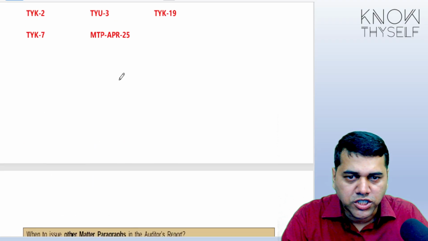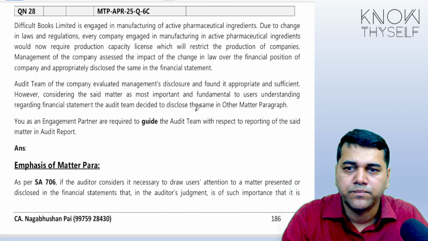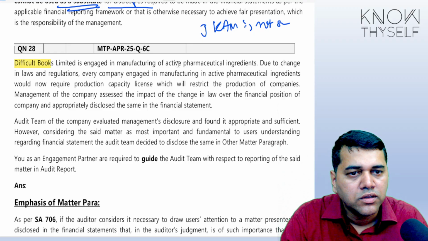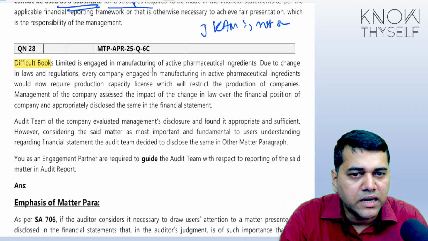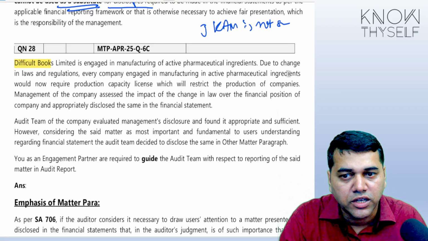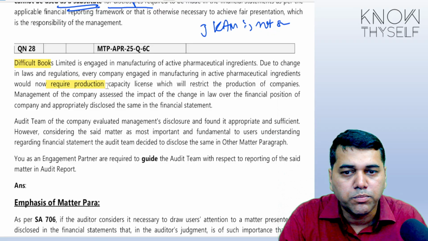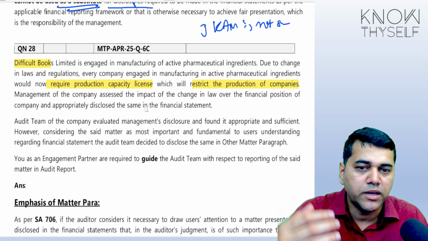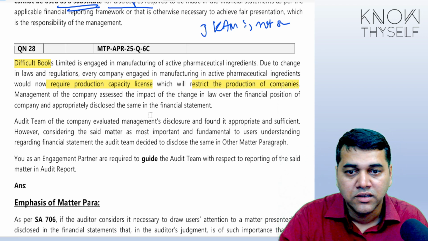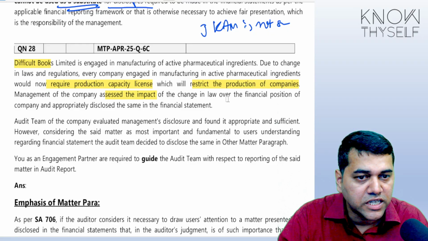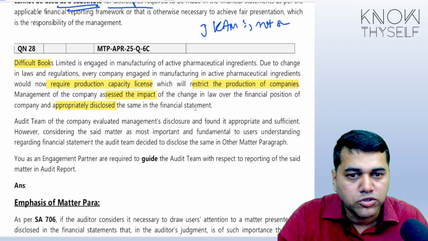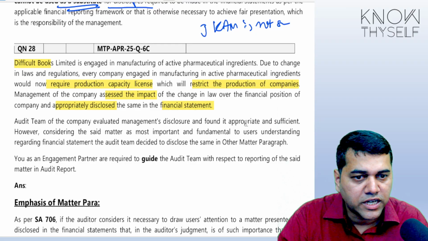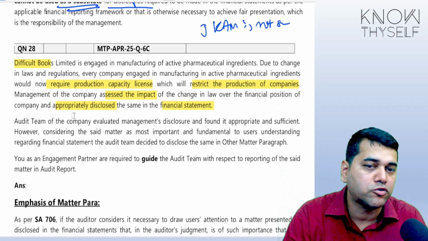Okay, the last question, MTP of April 25. Difficult Books Limited, name itself is Difficult Books. Due to the change in the law, every company engaged in manufacturing active pharmaceutical ingredients would now require a production capacity license, which will restrict the production of the companies. Okay, now they may have to apply for some capacity license. The management of the company assessed the impact of the change in the law and appropriately disclosed it in the financial statement. Now, the audit team of the company evaluated the disclosure and found it appropriate and sufficient. That means disclosure is perfect.